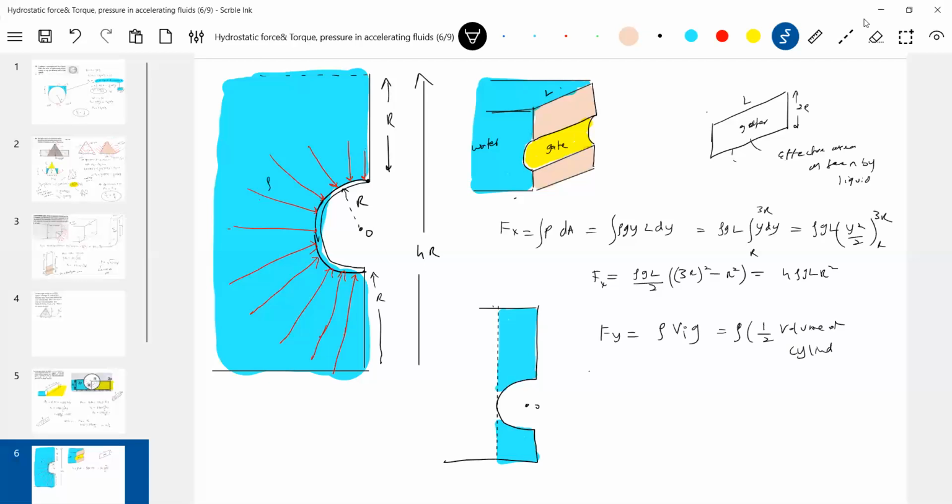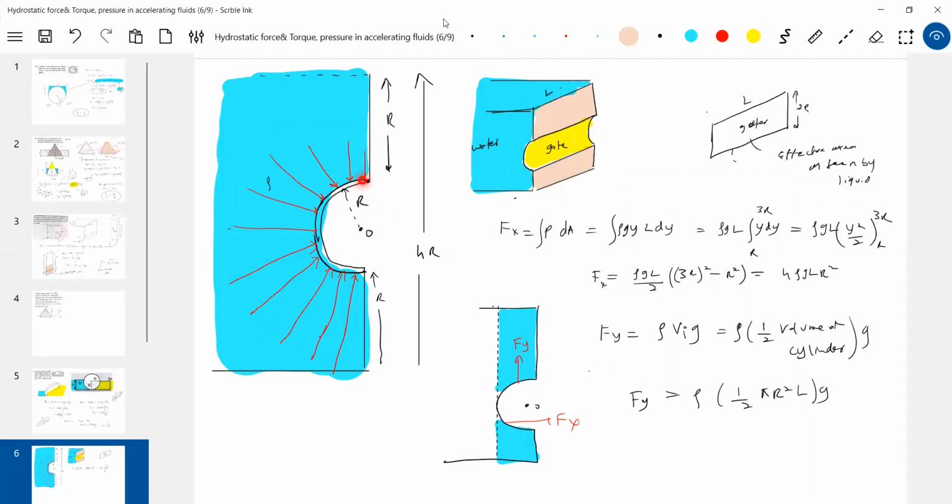Volume of cylinder. Okay, now what is the volume of the cylinder? Pi r square L. How do we show this Fy? We have to show it upward. The resultant force Fy should be upward. What about Fx? Where do you have to show Fx? Fx should be somewhere here. So therefore the resultant force on the gate will be somewhere in this direction.